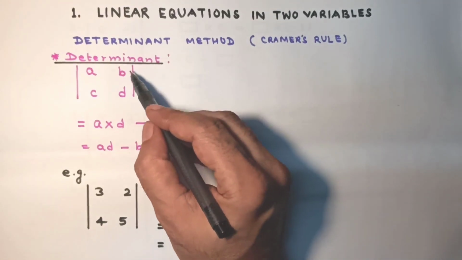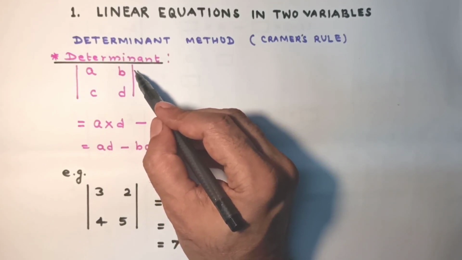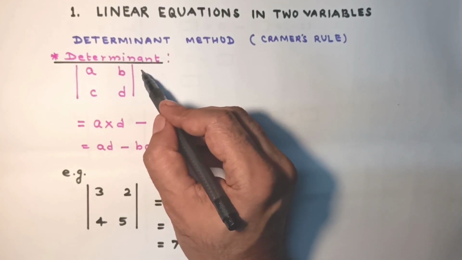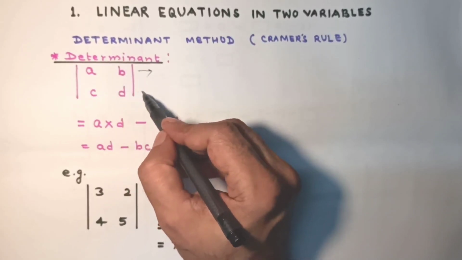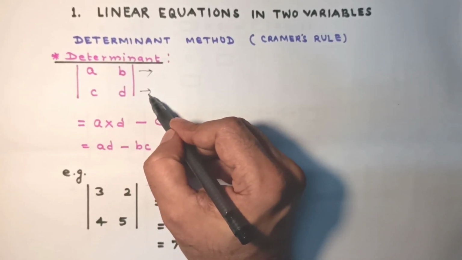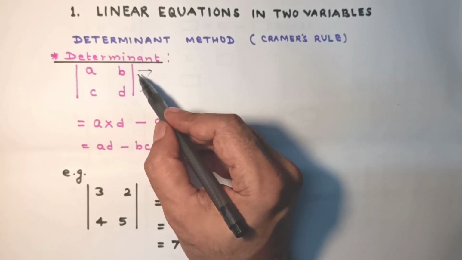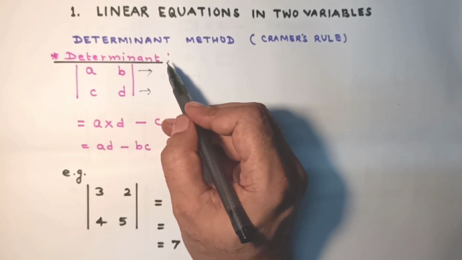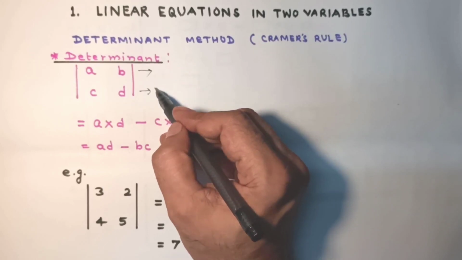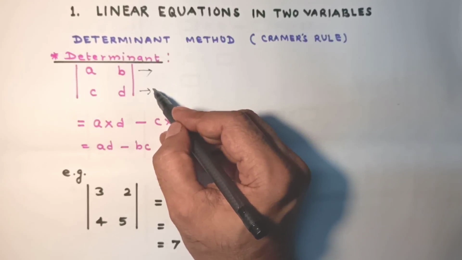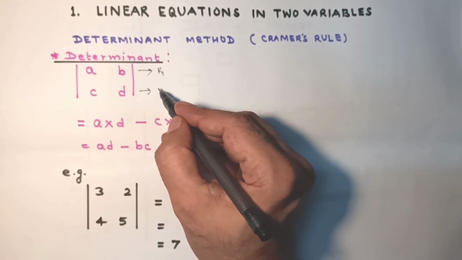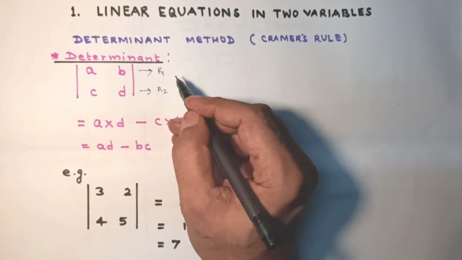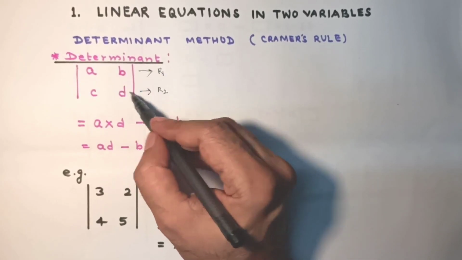Let's see here the horizontal arrangement of elements, this A, B, and here C, D. These horizontal arrangements of elements are called rows. So these are rows. How many rows are there? 2 rows. First row is called R1, you can denote it as R1, and second one as R2. So row number 1 and row number 2.